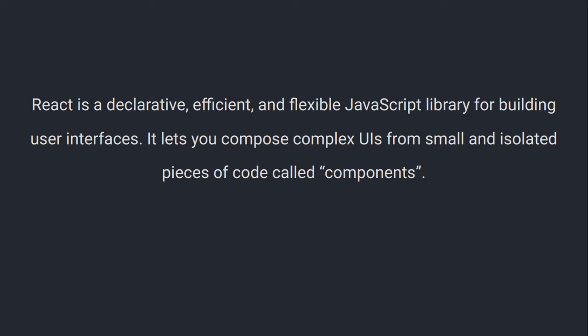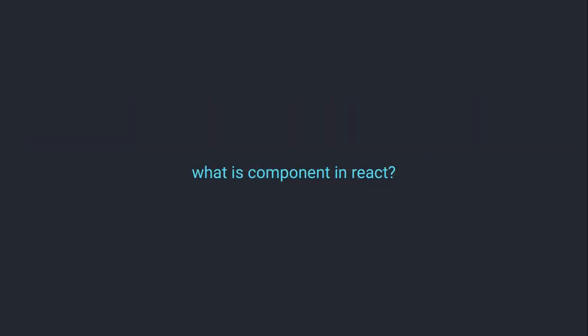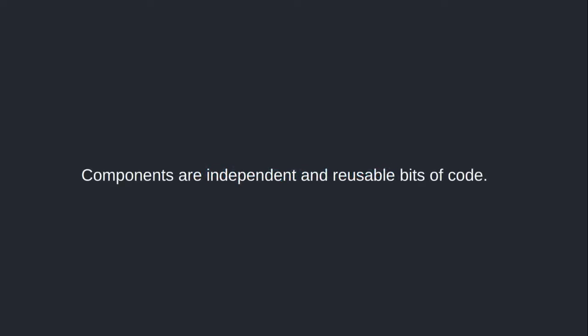The official website gives this definition. React is a declarative, efficient and flexible JavaScript library for building user interfaces, and it helps to create complex UI from small and isolated pieces of code called components. So here the term component comes into the picture. First let's learn what a component is. A component is an independent and reusable piece of code.